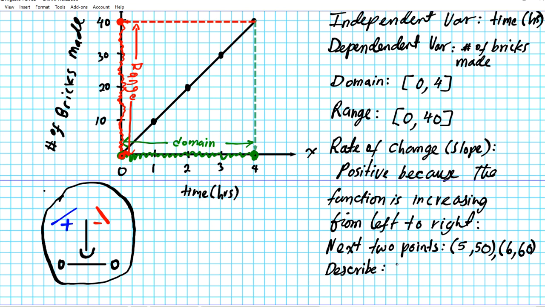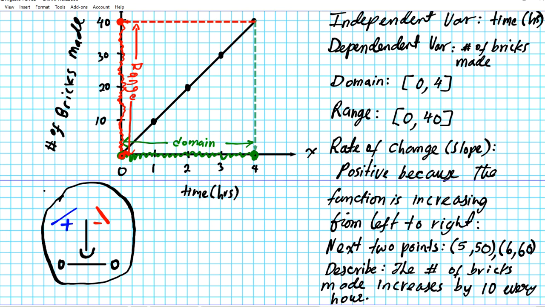You can say the number of bricks made. The number of bricks made does what? The number of bricks made increases because it's going up. Increases by what? Increases by 10 every what? Every hour. All right, so that's a description of what's happening with this function. It's increasing by 10, the number of bricks made every single hour.